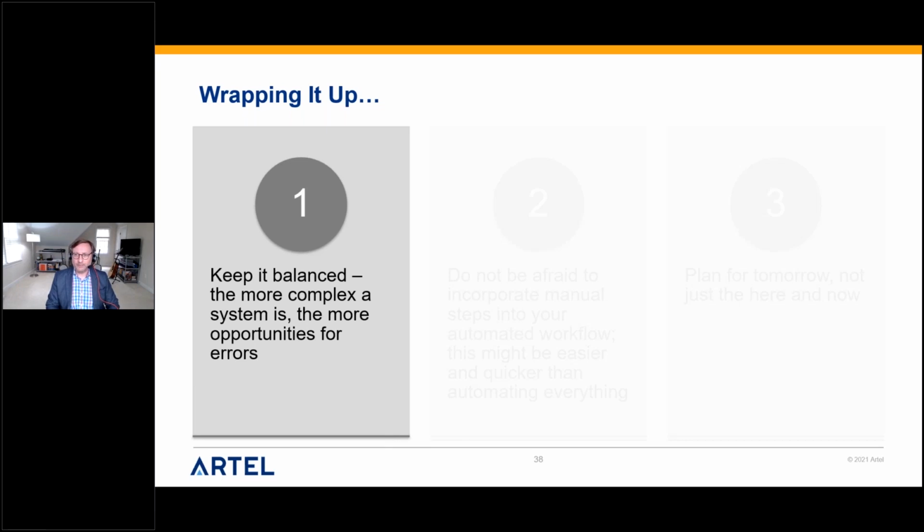So wrapping it up, I know Travis is chomping at the bit here. Just a couple of things for takeaway. Keep it balanced. The more complex the system is, the more opportunities there are for errors or failure points. So don't just get a complex system. Make sure that it's what you need, if that's what it is.